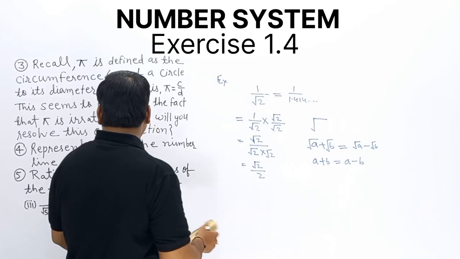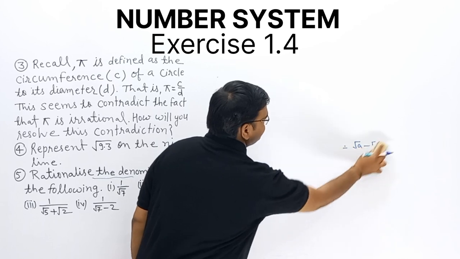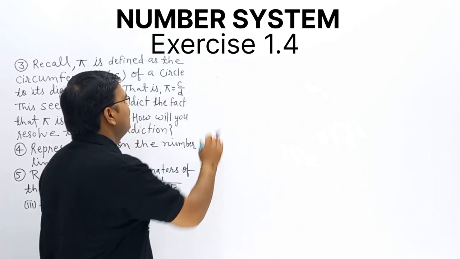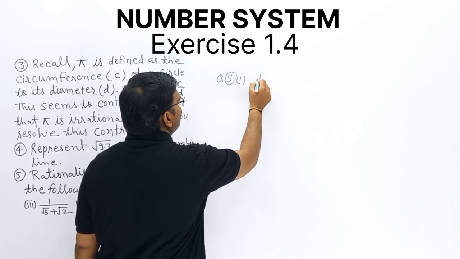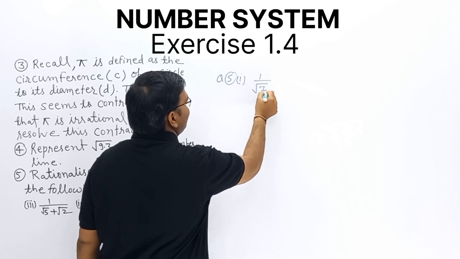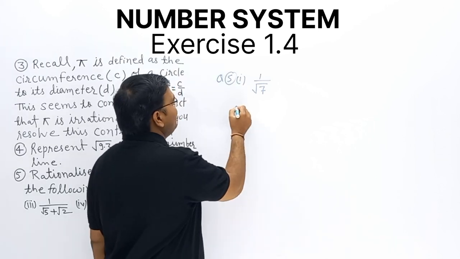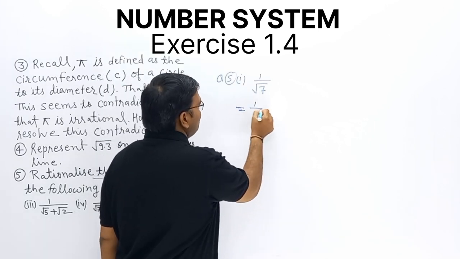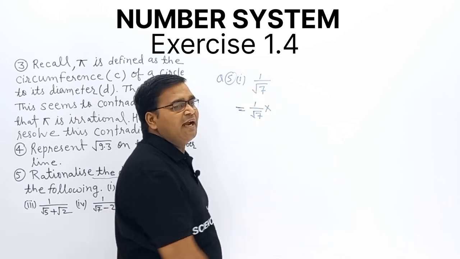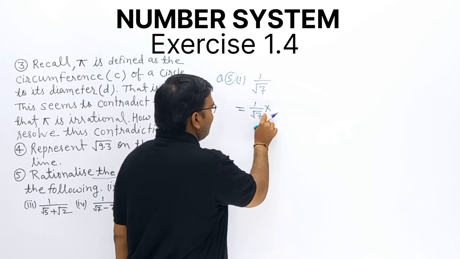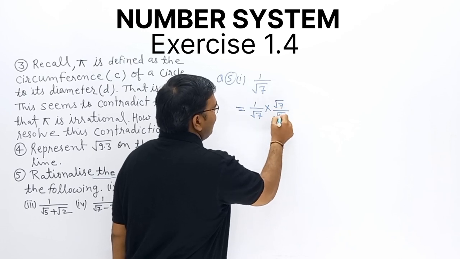Now I am taking question number 5, first one. And what is the question? 1/√7. This is similar to the example. How will we rationalize the denominator? √7 will be multiplied by the denominator part, √7, and divided by the same.